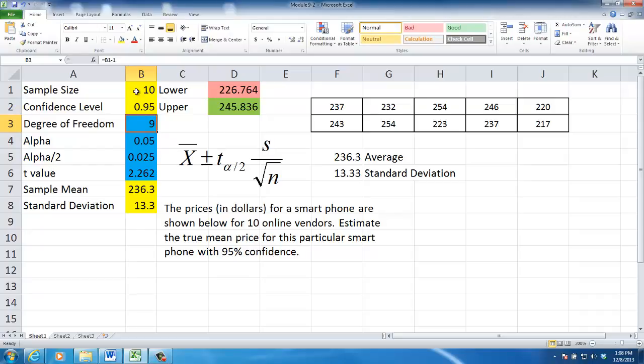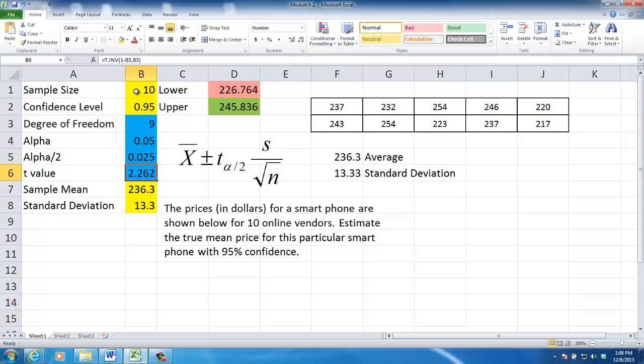The lower end is $226.76 and the upper end is $245.83. Now, for the t-test we need degrees of freedom, which is n minus 1. So B1 minus 1, 9. Alpha is 1 minus 95%, so 5%. Alpha divided by 2, so B4 divided by 2.